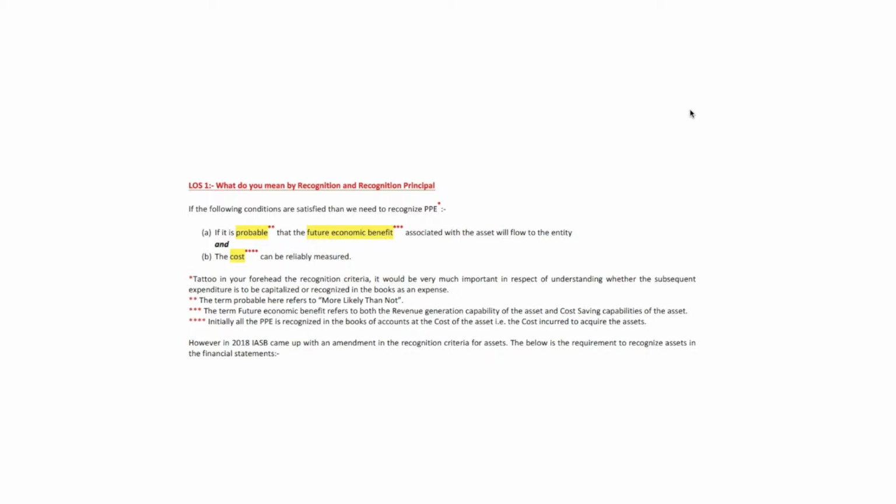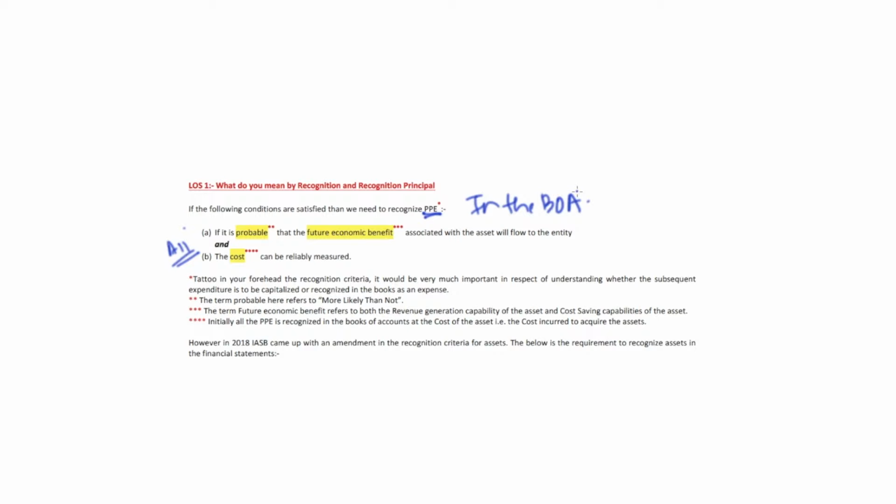What do we mean by recognition and recognition principle? We discussed what we mean by recognition. Recognition specifies the timing: when do we need to recognize a particular transaction in the books of accounts. Now, let's leverage our understanding in respect of property, plant, and equipment. Always remember, if the following conditions, all of them, are satisfied, then we need to recognize property, plant, and equipment in the books of accounts.